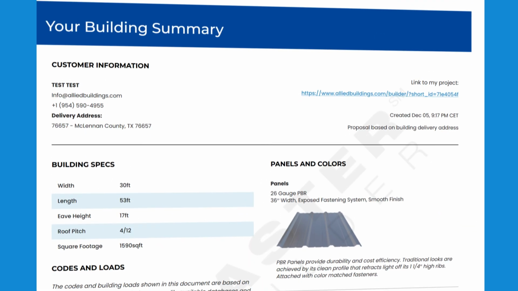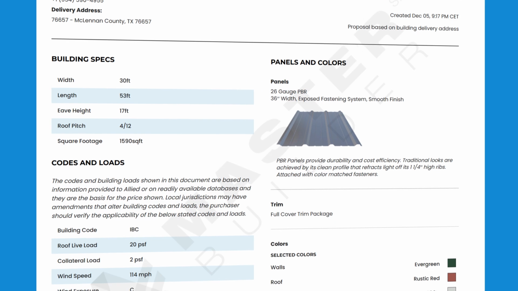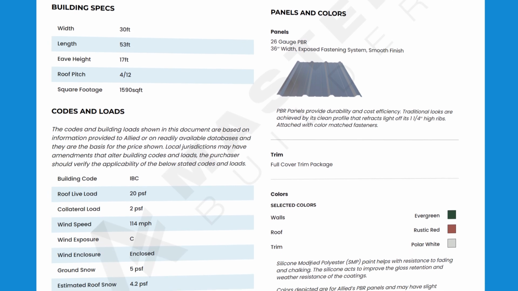Download a full project summary, save your design, share it with your team, or pick up where you left off anytime. And when you're ready, review your order and check out online, all at your convenience. From idea, to design, to price, to checkout. The Allied Master Builder gives you the power to build without limits.